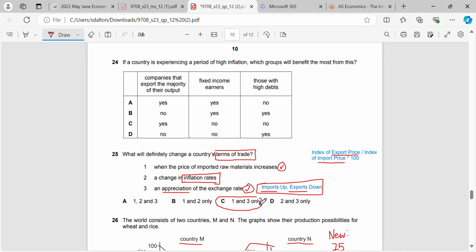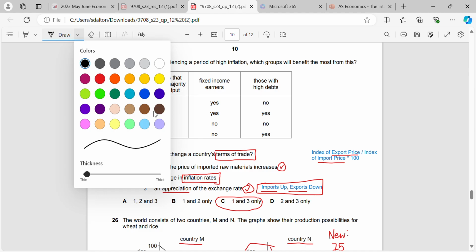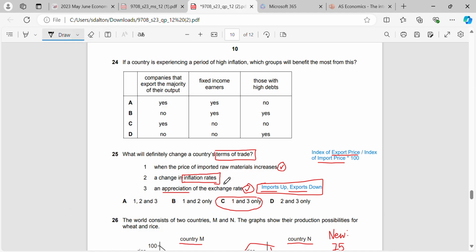Therefore, the correct answer will be C for that one, for 25. Now, this part here, just to stress, this comes up really often, okay? So make sure that you're aware of this: a change in the inflation rates will not necessarily affect the terms of trade, okay? If it is to affect the terms of trade, they will give you more specific circumstances, okay? They'll add a bit more information onto it.